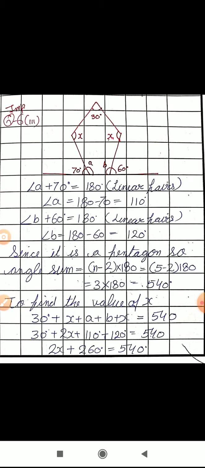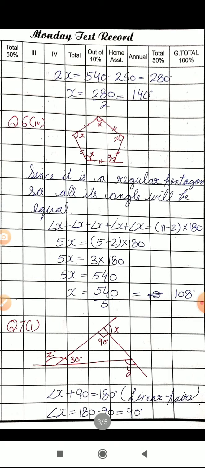So adding 110, 120 and 30, we got 260. So 2x plus 260 is equal to 540, and thereafter 2x is equal to 540 minus 260, that is 280, and hence the value of x is 140 degrees. I am sure you could have understood. It is quite an important question. Many times it has appeared in the exams.